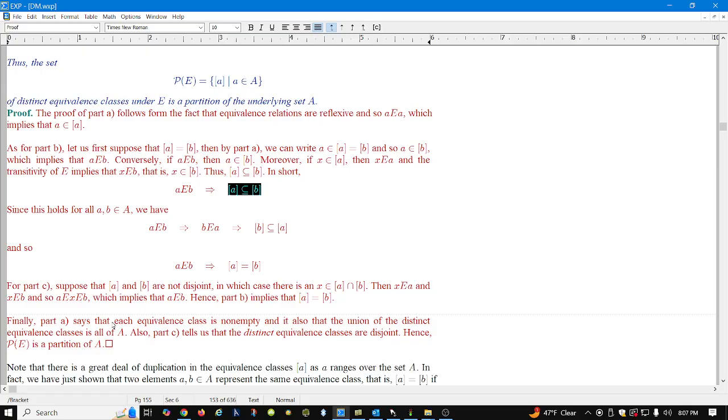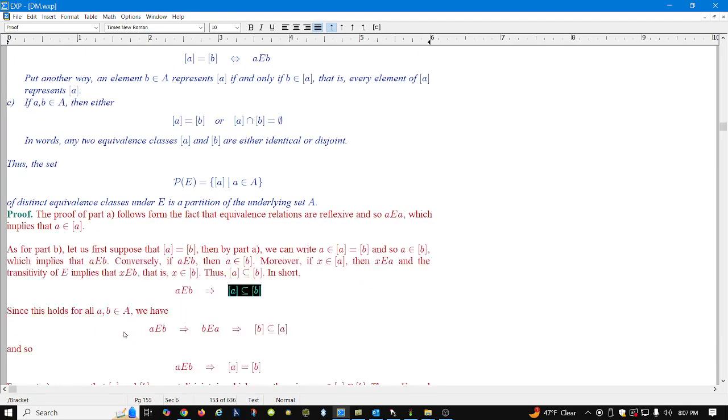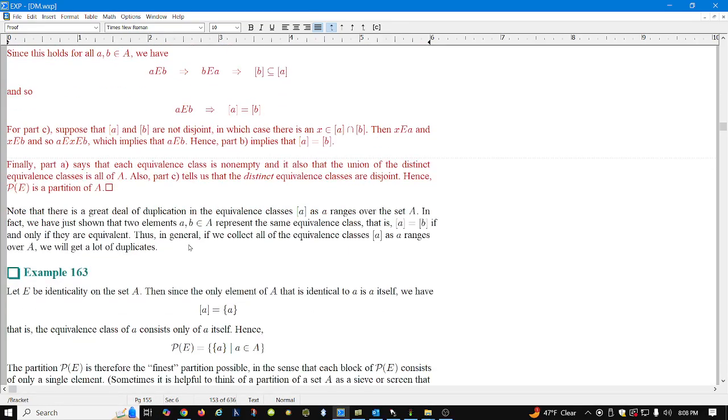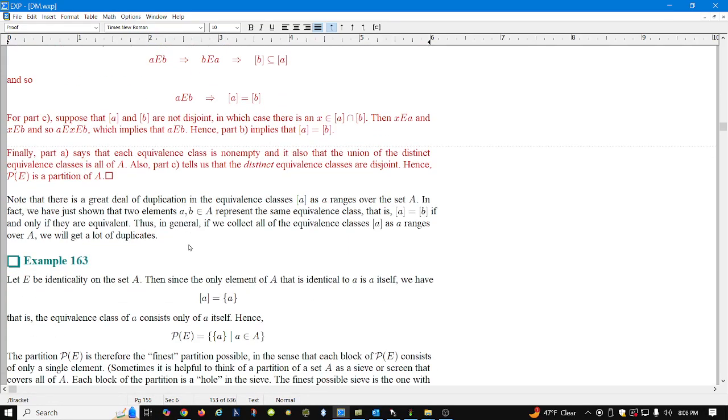And when you tie all that together, it shows that this set of equivalence classes is a partition. So we can go from partitions to equivalence relations, the same block equivalence relation. We can go from equivalence relations to partitions, namely the set of all equivalence classes. And I'll have more to say about those two in a minute.